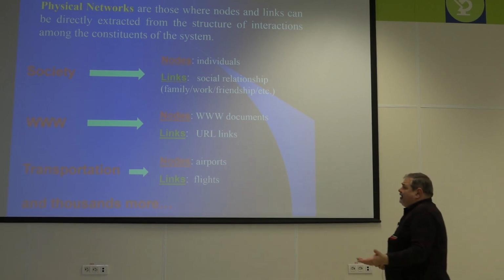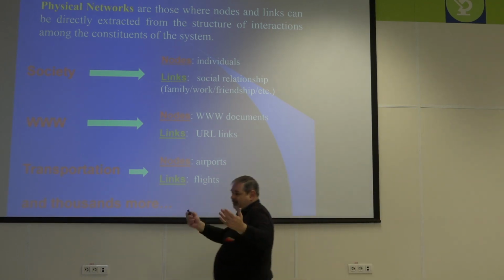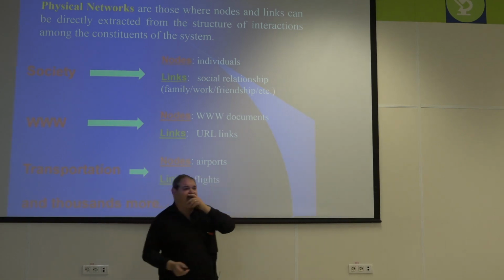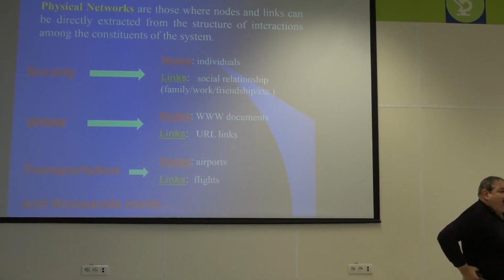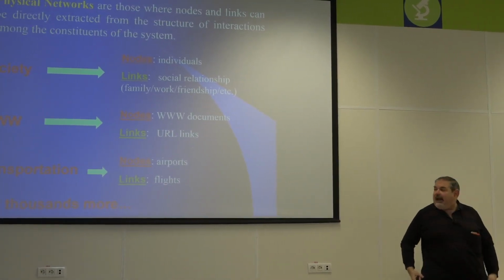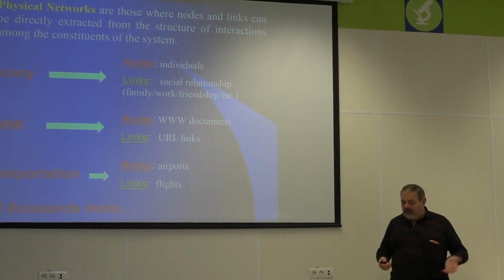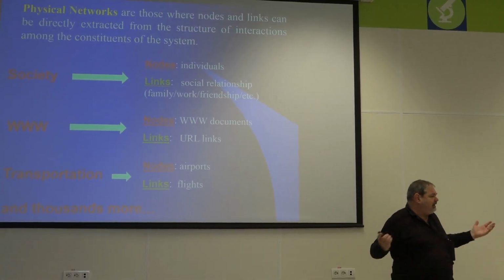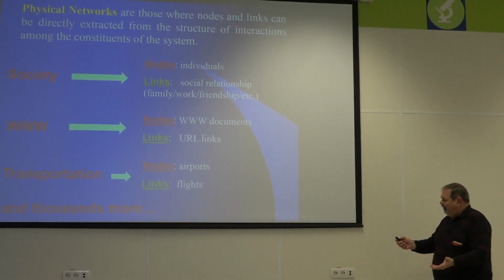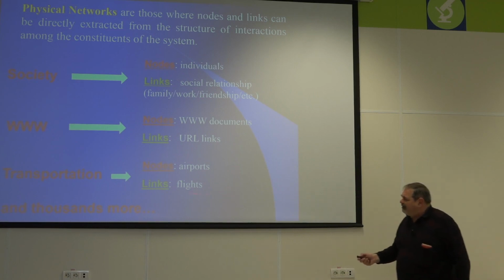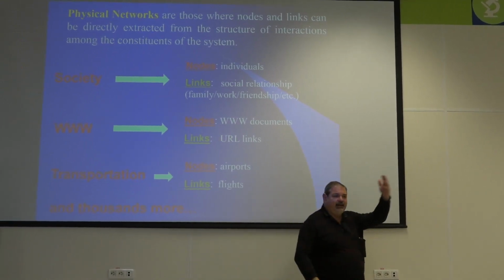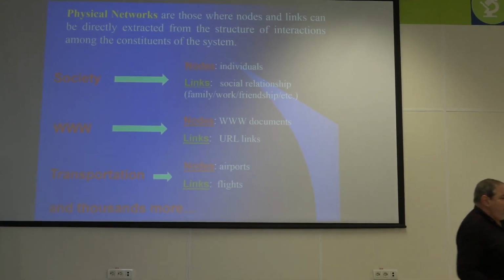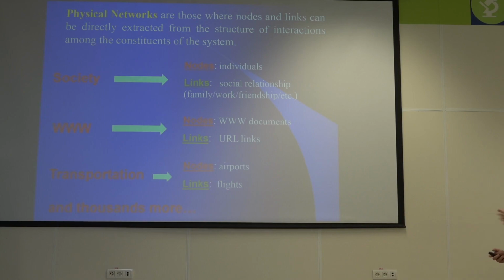Take transportation networks. Transportation networks are networks in which nodes are cities or airports, and links are, for example, connecting ways between the cities and these airports. For air transportation, nodes are airports and links are flights. And you have a thousand more of these things, genetic networks, metabolic networks. I'm now going to show you a few examples of these physical networks.